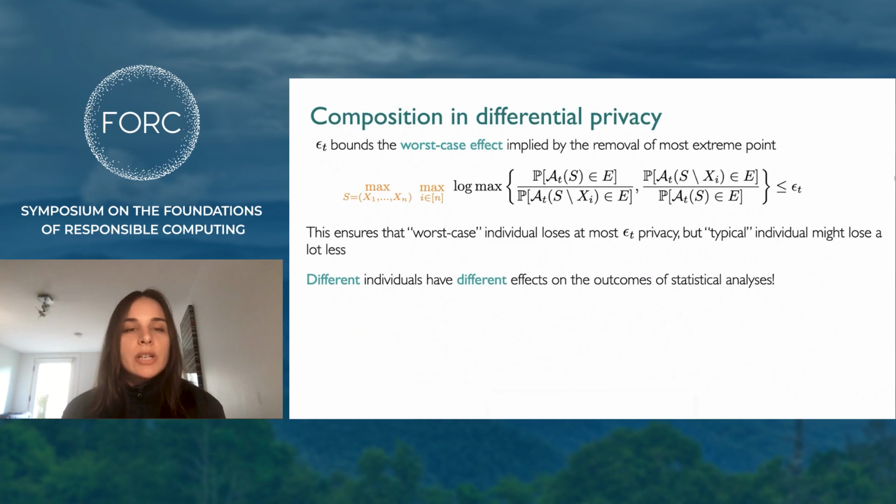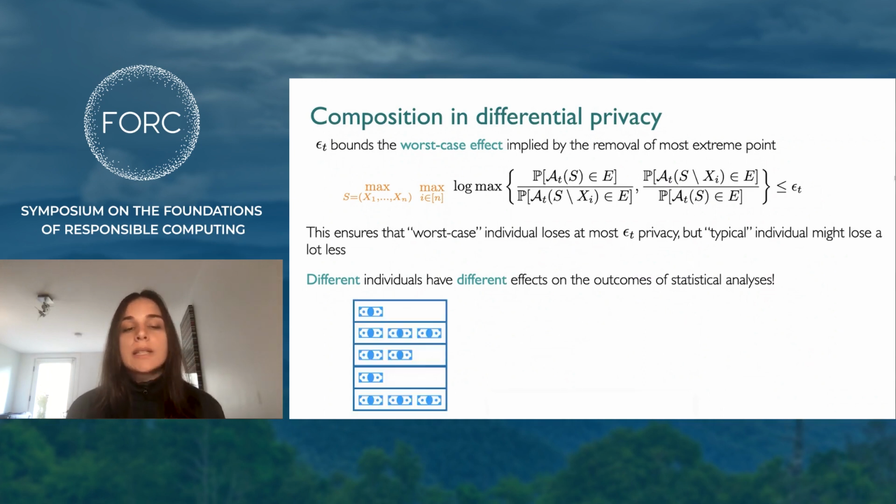So our starting observation is that this certainly ensures that the worst case individual loses at most epsilon_t privacy, but quote unquote, typical individuals might actually lose a lot less, because certainly different individuals have different effects on the outcomes of statistical analyses. Say that we have a database of individuals and we have their salaries in the database, and suppose that we want to report the average salary in this database. Then if we remove an individual that has a salary that's very close to the average, that will have very little effect on the final report, meaning that if we remove that individual, the final report will be pretty much the same.